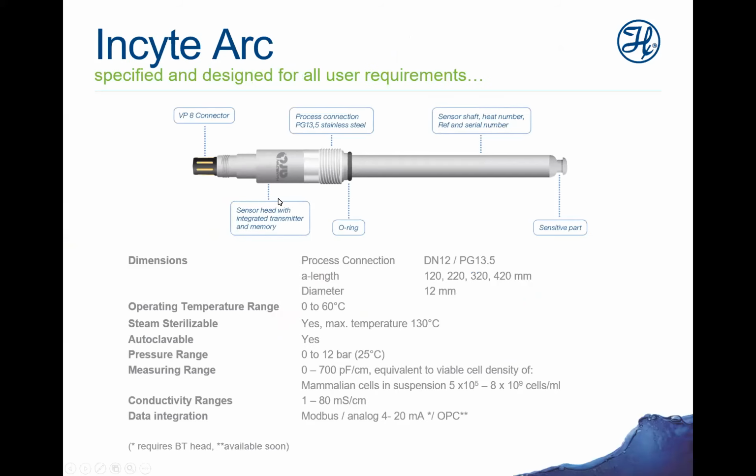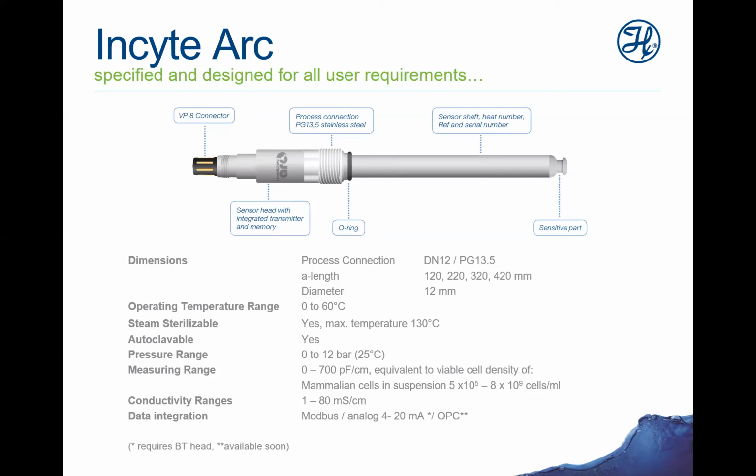And here we have some specs. This is a brief conclusion of the technical specifications of the Incyte Arc sensor. The sensor itself is available for a DN12 port. For other process connections, we are offering fittings and adapters. And we have 4 different immersion depths from 120 up to 420 millimeter. And I would like to point out here that the sensor is very robust. It is designed for pressures up to 12 bars, and it can also be autoclaved.